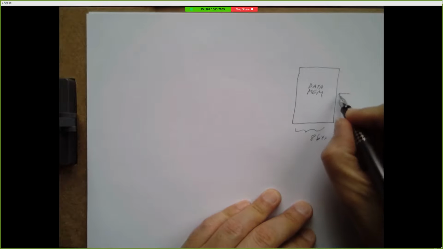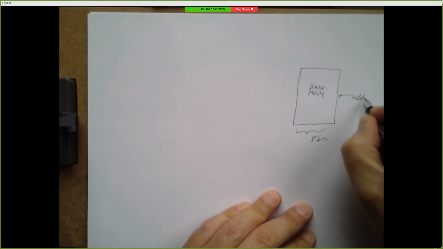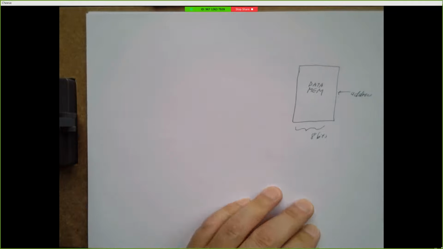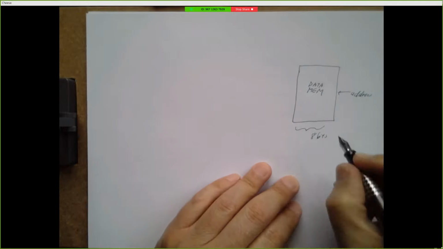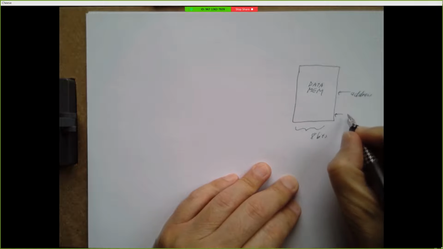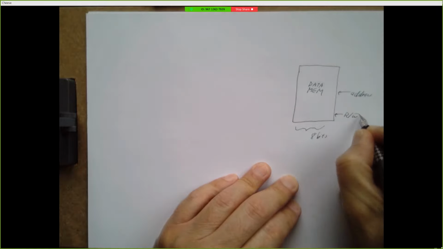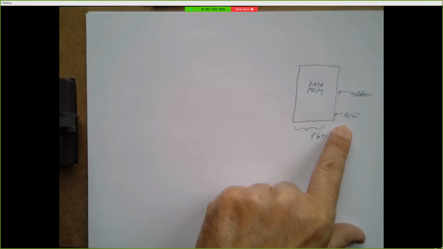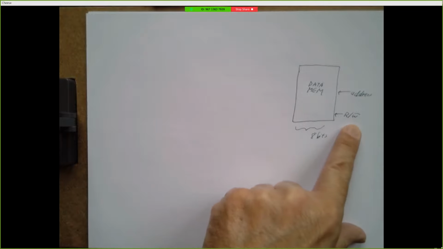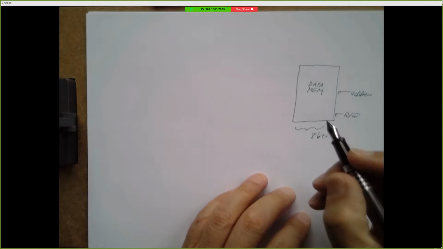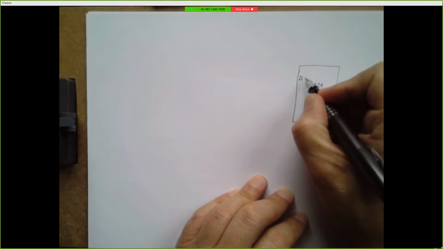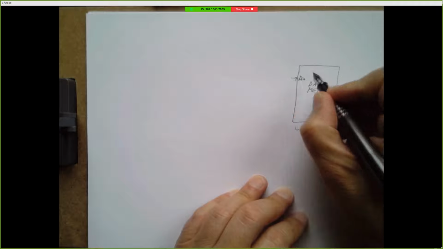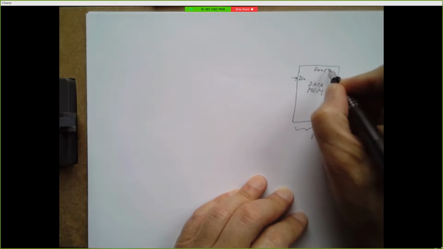And there's an address which says which register do we want to read. Okay, we talked about this on Tuesday. And there's an input which says should we be reading or writing the memory. So if we put a 1 in here, it means let's read from the memory. If we put a 0, it means let's write into the memory. And here's a data input line. And here's a data output line.